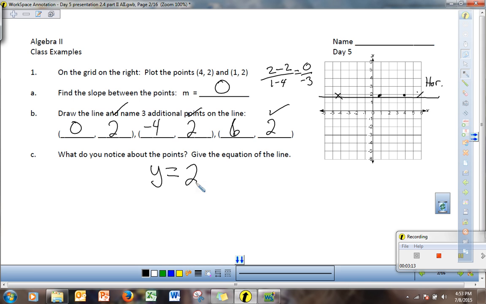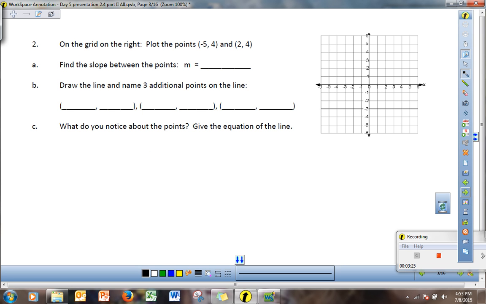So let me point something out. If a slope is 0, notice that the equation looks like y equals something. Let me go to the next one now. It's another one just like it. On the grid at the right, plot the points (negative 5, 4) and the point (2, 4). I'm going to go ahead and draw that line. It's just like what we did last time. And I missed my dots on this computer.